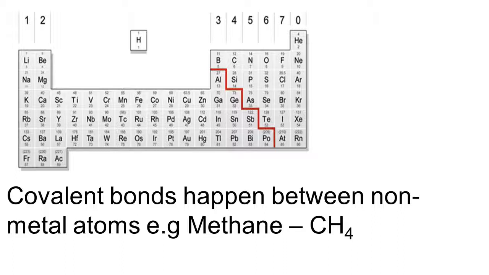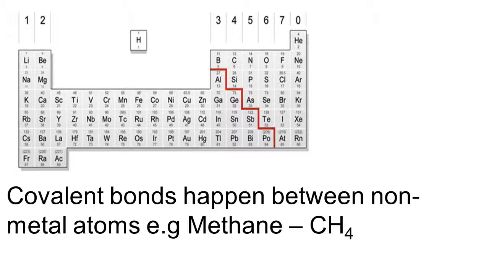Methane is CH4. It's got carbon and it's got hydrogen. Now, I know on this diagram hydrogen looks like it's to the left of the zigzag line, but it's out there for a reason. It is a non-metal, okay? Everything to the right and hydrogen, that's the rule, is a non-metal. So carbon's not a metal, hydrogen's not a metal, so that must be a covalent bond.